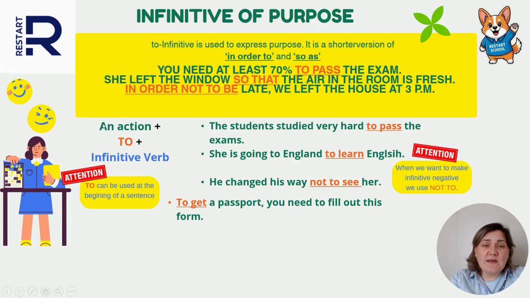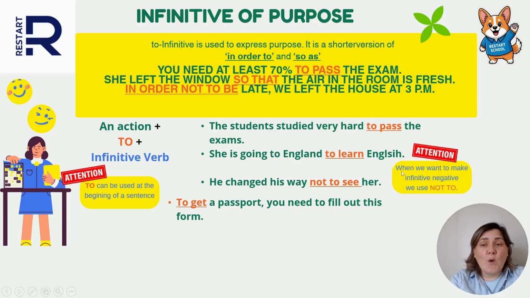So here you can see that in this construction we need to have an action, then particle to, and the infinitive verb. For example, the student studied very hard to pass the exams. She is going to England to learn English. She changed his way not to see her. Also, we can use the negative form of the sentence, okay? Or it can be used at the beginning of the sentence. For example, to get a passport, you need to fill out this form.